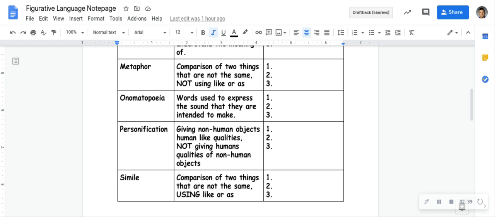Looking at simile, that's when you're using like or as, and then you've got to tell me why we use figurative language using an H response. So use the examples from above. And that's it. Okay? Questions, concerns?